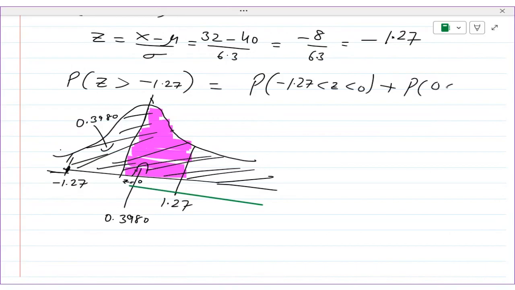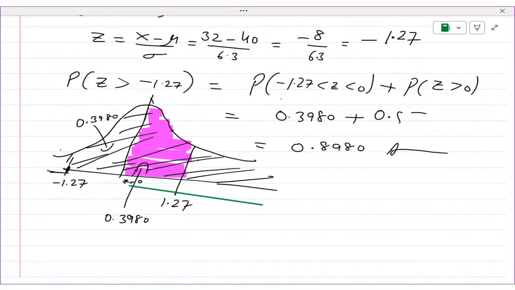So this is equal to the probability that minus 1.27 to 0 and 0 to infinity, or z greater than 0, basically the right side full. So this much is 0.3980 and the whole right side is 0.5, so which is 0.8980. So this much is the answer for the A part.